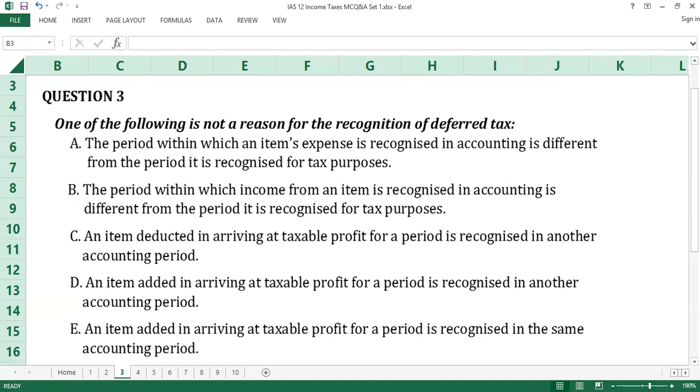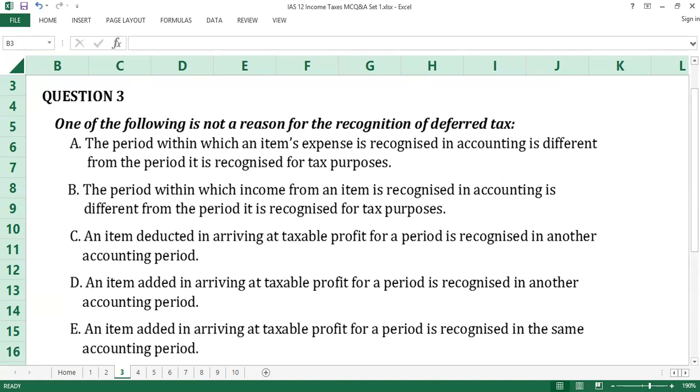Ten seconds gone. Twenty seconds gone. Time up. The answer to question number 3 is E.